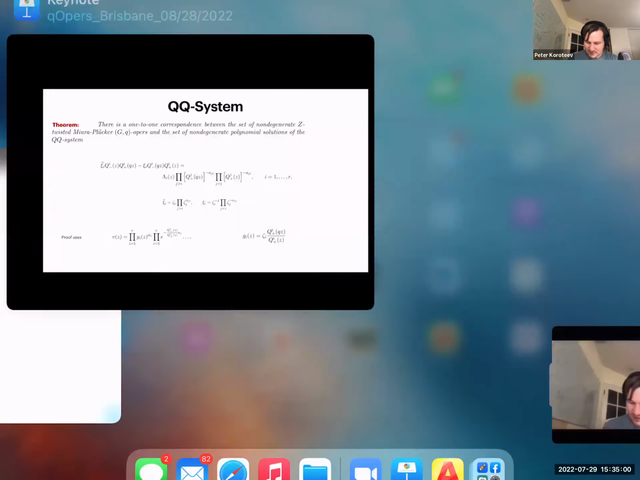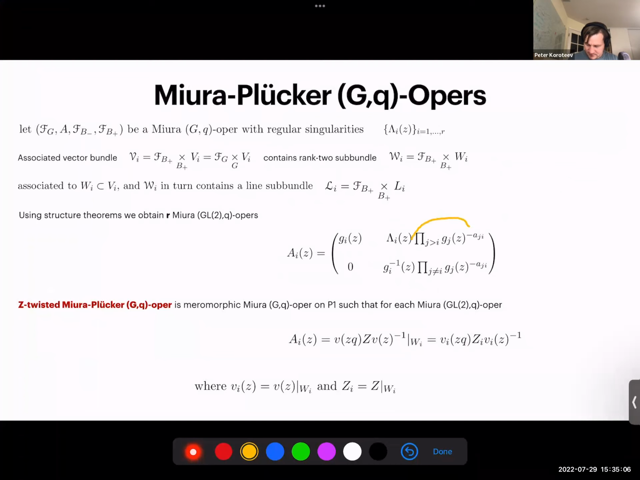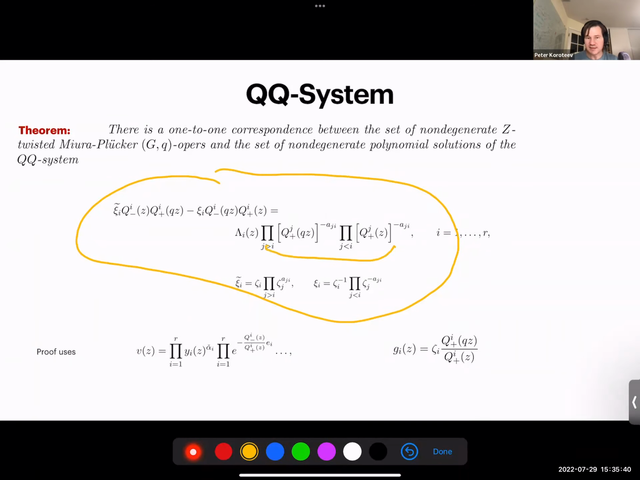It's more complicated because, for instance, if you sit on this middle node i, it talks to 3 other nodes. Because your oper knows, once you pick a certain order of reflections in the Weyl group, that this node will talk to these 3. So a_ij here is the Cartan matrix. Then you can write this Miura-Plücker q-oper for every node. For every node, you get its QQ-system, which now looks like this. Again, the right-hand side is more complicated.